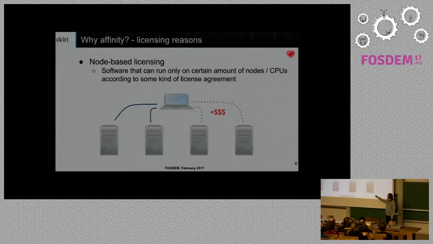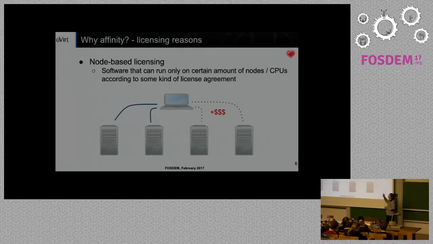So here you see some kind of a machine that runs the software, and it only runs on 2 physical machines. If you want to run them on 2 other physical machines, you will have to pay money for that. So if that's a virtual machine, you can set affinity, and in this case, hard positive affinity to those other machines.